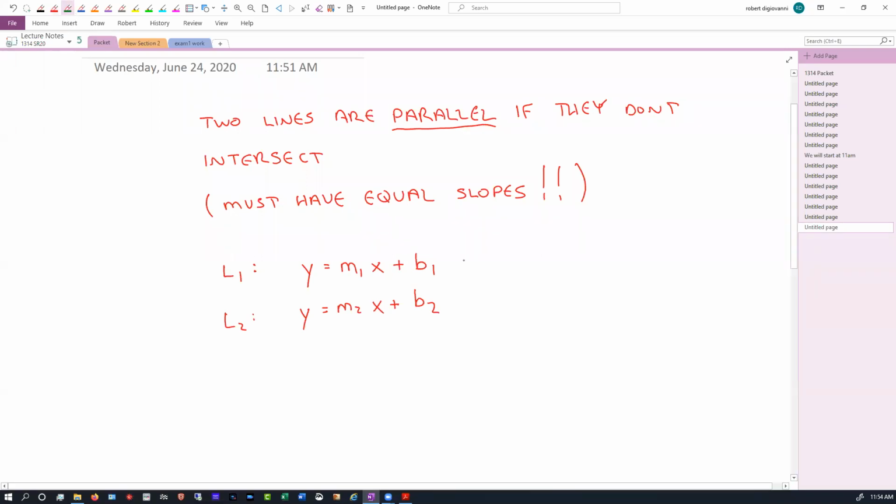So a specific example would be something like y equals 3x plus 4, and then y equals, let's say, negative 3x minus 5. These are specific examples. This is more of like in general.